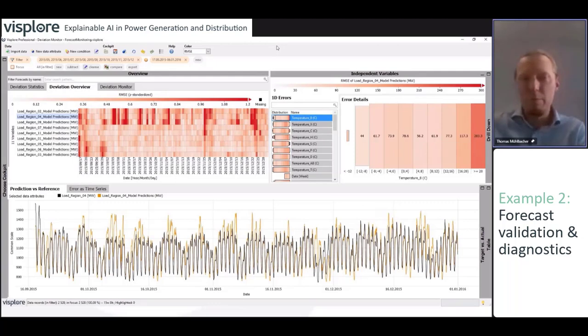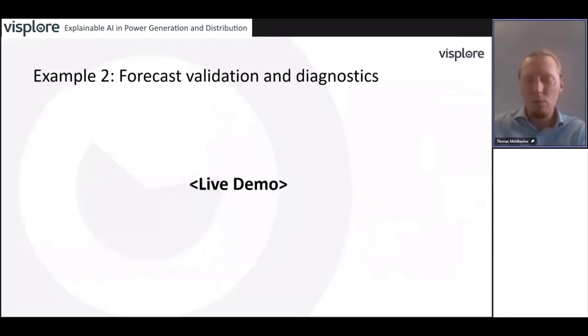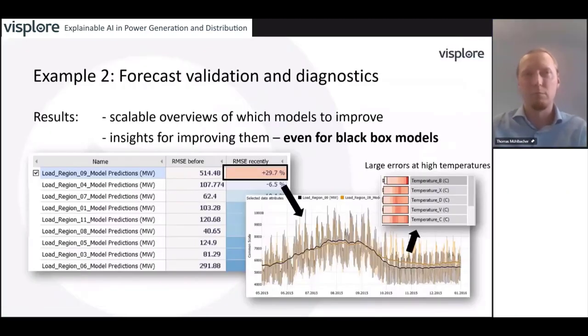All right, so let me switch back to the presentation. What were the results here? The asset managers have a scalable overview of which models need to be improved, and also some hints on how to improve them. And one takeaway here is also this: even though the models may be black box, which is the case here, they are externally computed, it's still possible to make transparent why errors occur or when errors occur. And this is key information for improving the models.